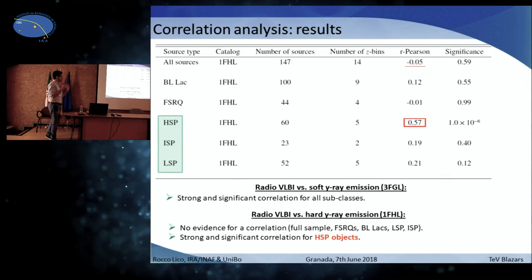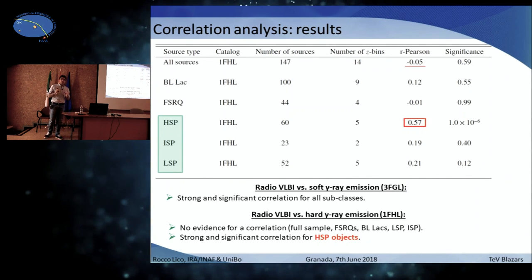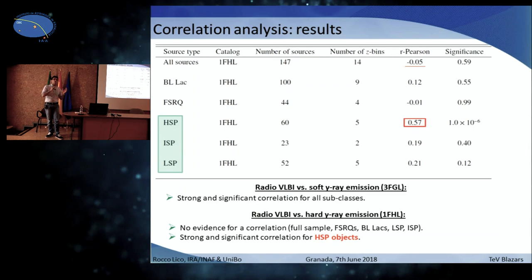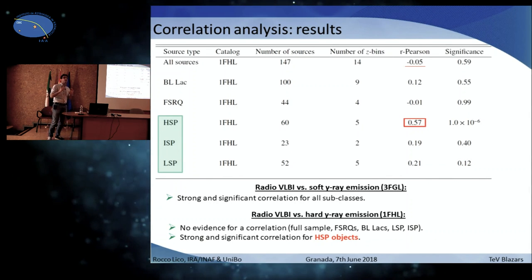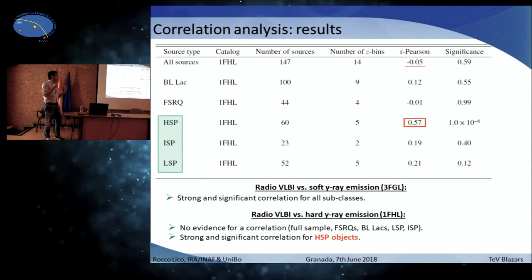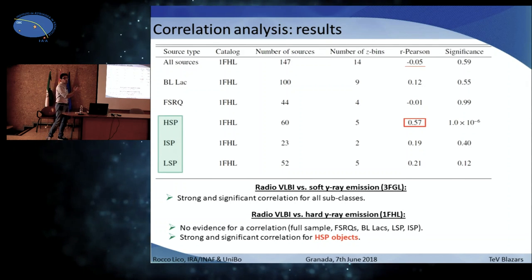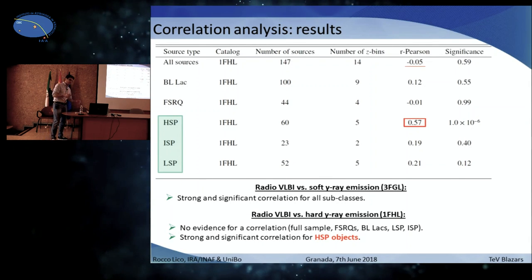So what we found here is that the strong and significant correlation between radio emission and gamma rays totally vanishes when higher energy gamma rays are considered, in this case above 10 GeV, with the exception of intermediate synchrotron peaked blazars. Later, of course, we will try to explain this behavior.